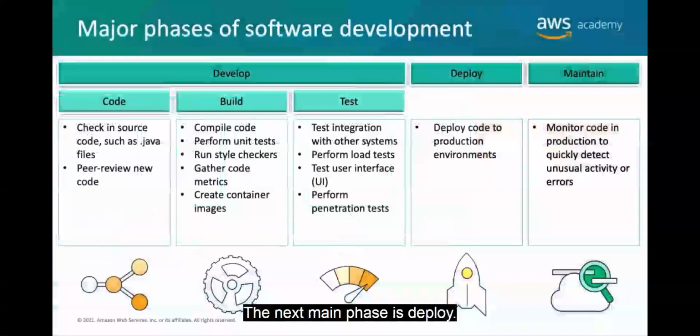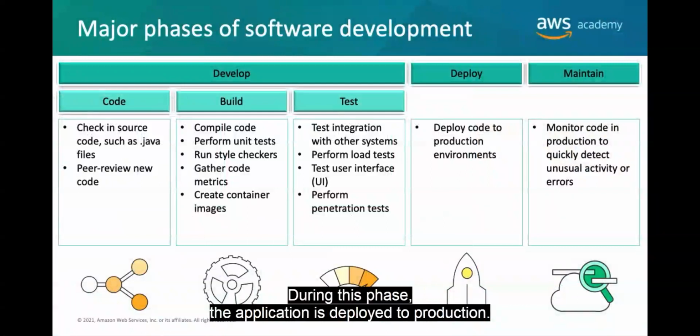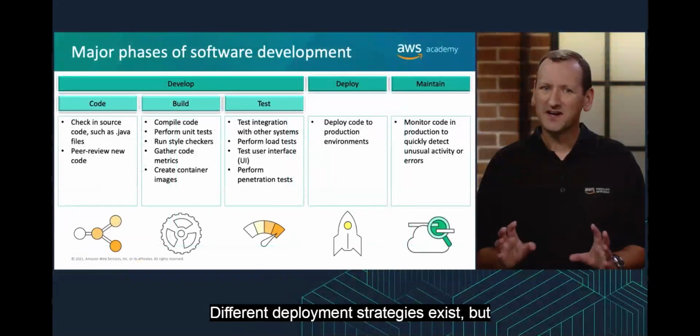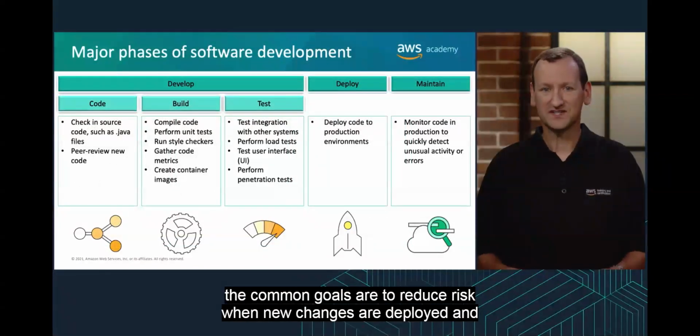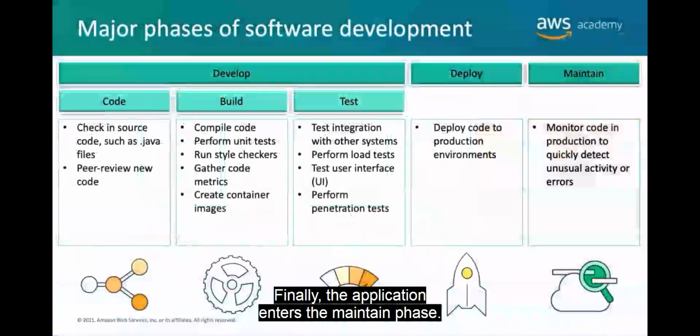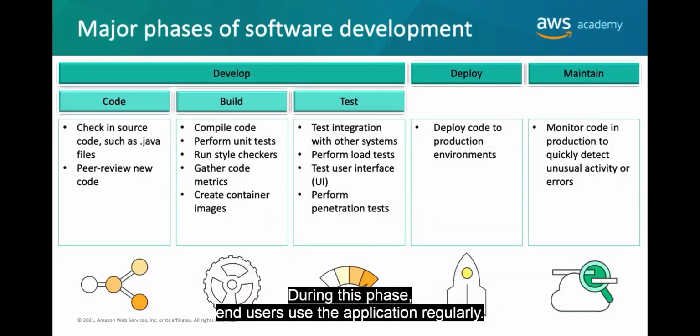The next main phase is deploy. During this phase, the application is deployed to production. Different deployment strategies exist, but the common goals are to reduce risk when new changes are deployed and minimize the impact if a bad change is released into production. Finally, the application enters the maintain phase. During this phase, end users use the application regularly.